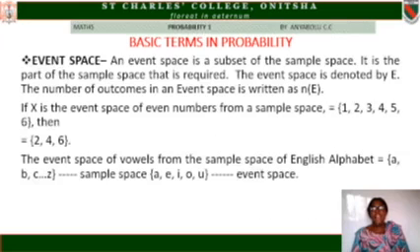Event space. An event space is a subset of the sample space. It is a part of the sample space that is required. The event space is denoted by E. The number of outcomes in an event space is written as n(E).